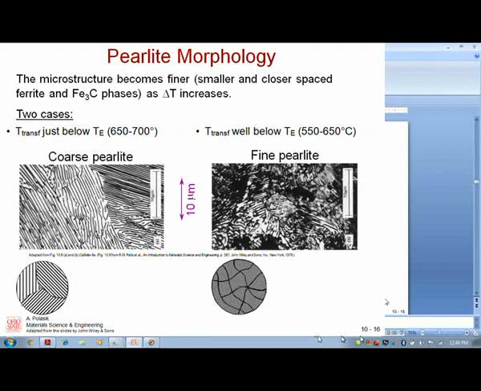So if we have the transformation happen at small undercooling, so delta T is small, we will form coarse pearlite. It's coarse in two ways. These subgrains that you see here, you can see about 4 different areas where the lamellae are pretty much going about the same way. Over here, a subgrain is that guy, that guy. There's some grain boundary alpha.